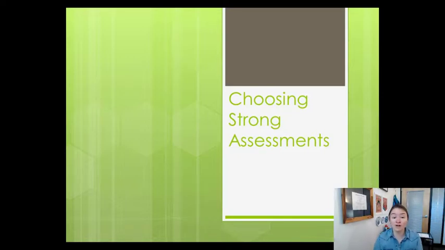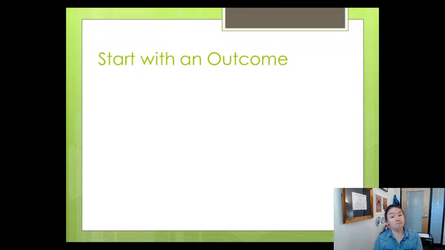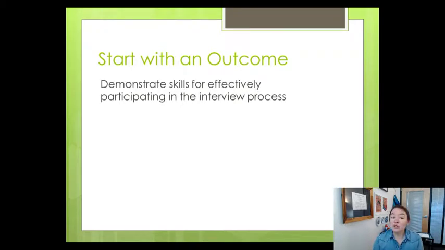So the place to start in choosing and designing your assessments or assignments is with the outcome. I'm going to look at an outcome that I have for one of my courses and then talk with you about how I use that outcome to choose assignments. One of the outcomes that I have for a course is that students will demonstrate skills for effectively participating in the interview process. When I look at this outcome, I start by looking at this verb, demonstrate.